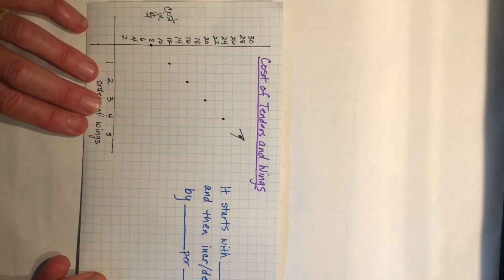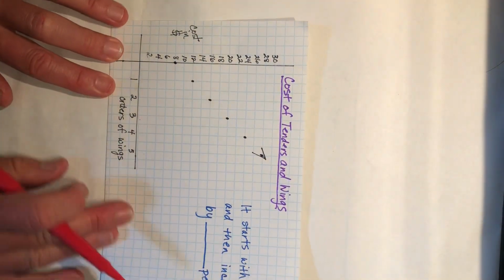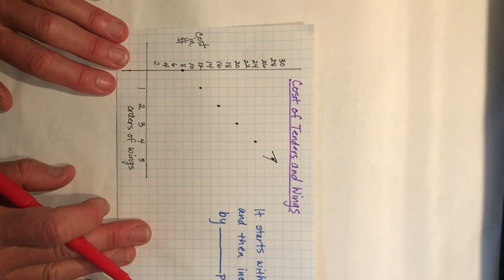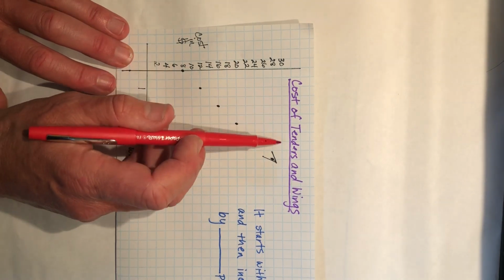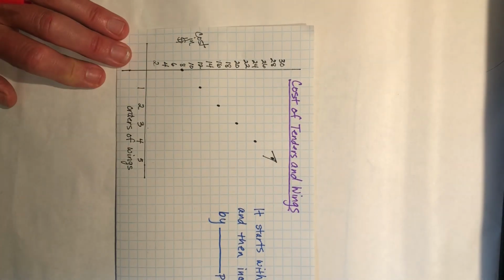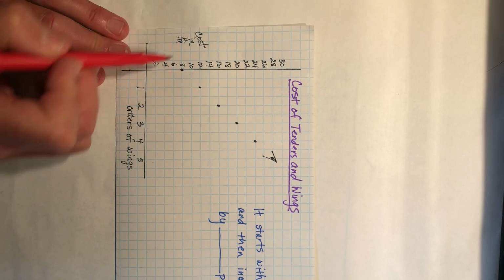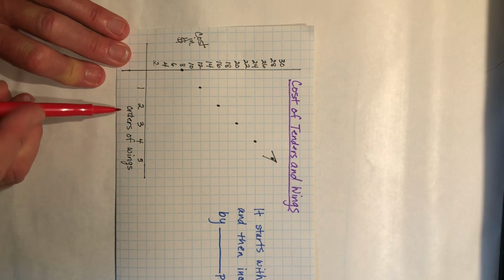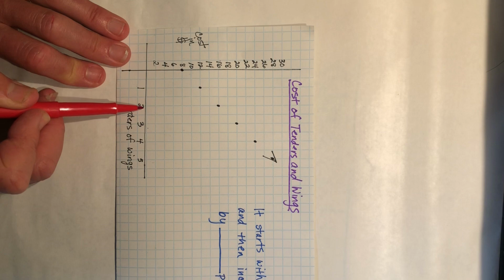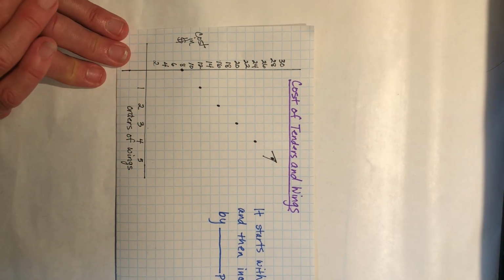If you'll notice, the first thing I'm always doing is making sense out of the graph before I begin. So this is the cost of tenders and wings. We've got the total costs, that's going up by 2s. And I've got the number of orders of wings down here, counting by 1s. Can you see what the cost of a serving of tenders would be?